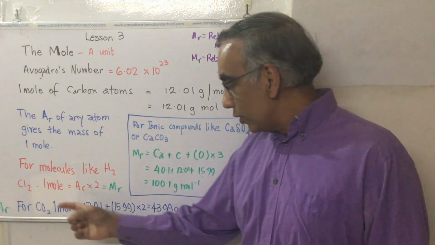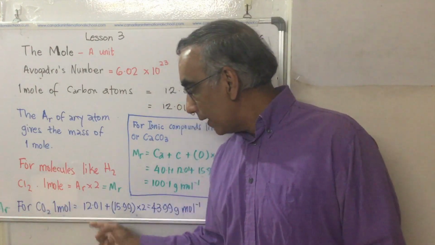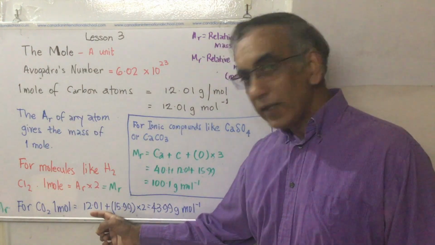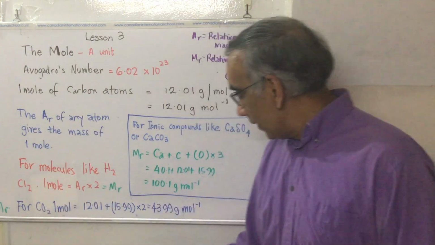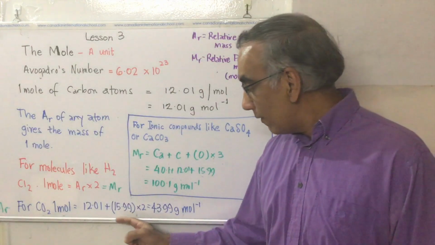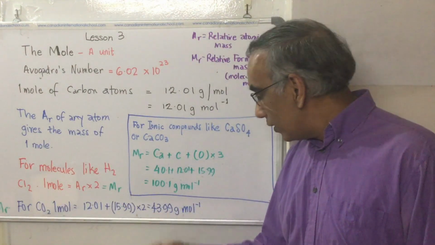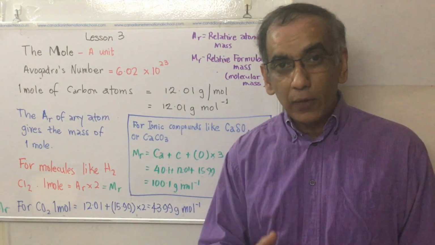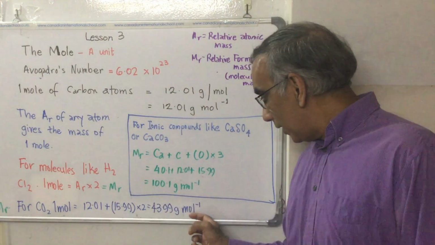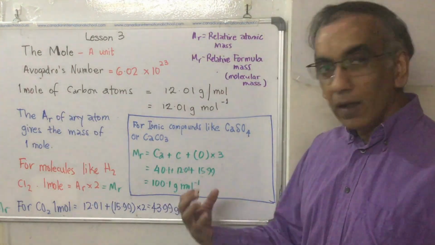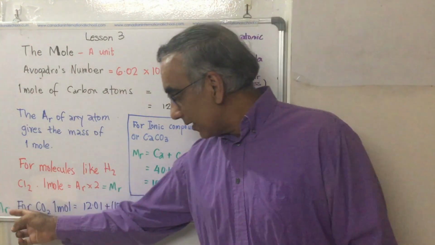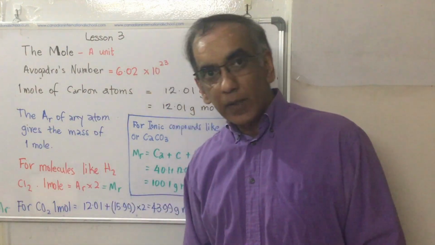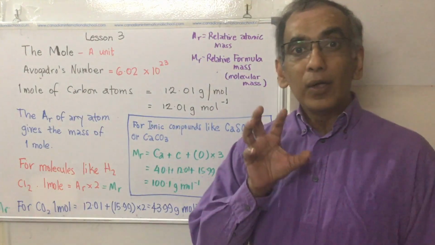Similarly, if I asked you to bring 1 mole of carbon dioxide, you would go into the periodic table. You would get 12 for the relative atomic mass of carbon. You would get 15.99 for oxygen. Multiply that by 2 and you'll get 43.99, approximately 44 grams, making up that 1 mole of carbon dioxide gas. And that, of course, is what we would refer to by this abbreviation, M subscript R. That is the relative molecular mass.